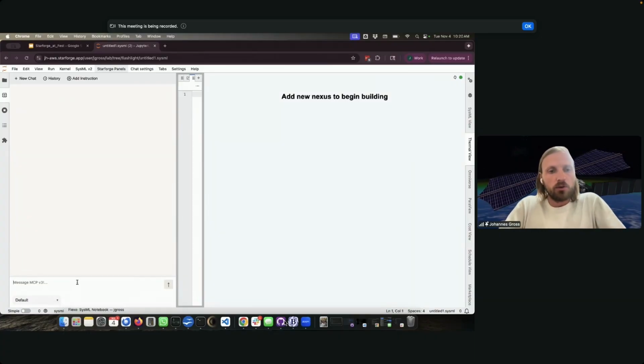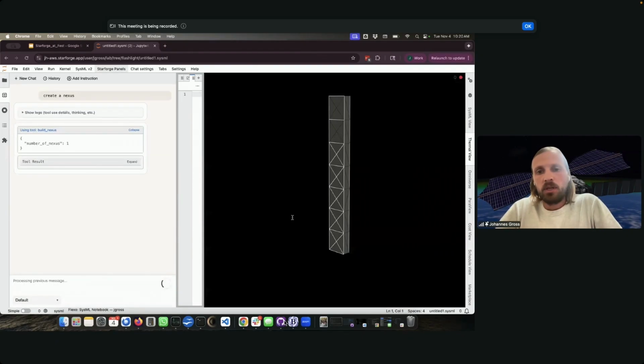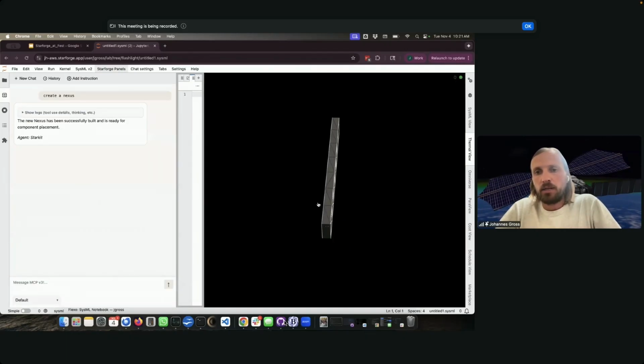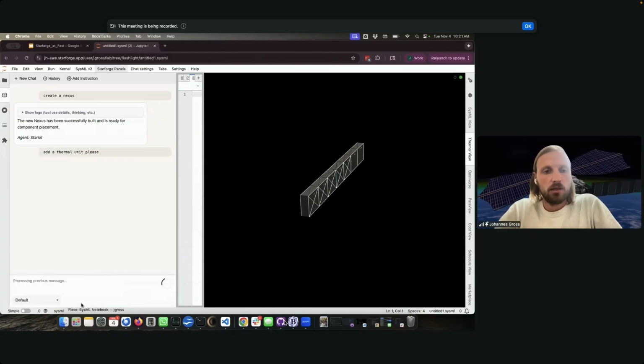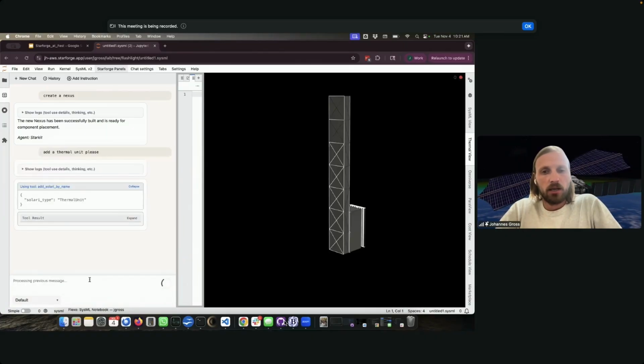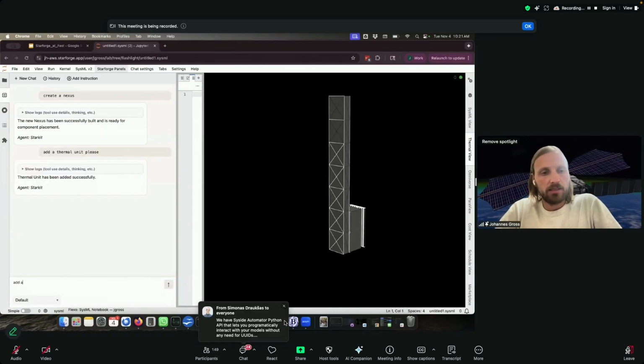I just want to show you how it is to build a space system with Starforge. I'm saying create a new nexus, which is our backbone. And what I'm getting here is a lightweight 3D model of the nexus. And then I can say add a thermal unit, please. Always be friendly to AI. And then I say add a power unit.